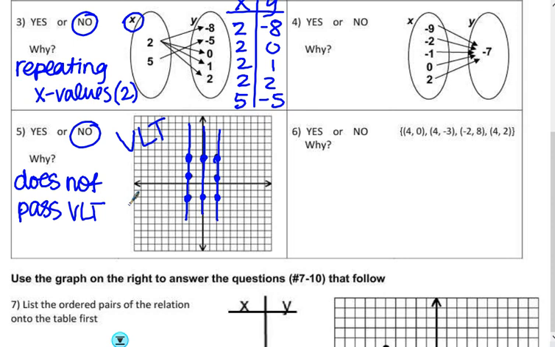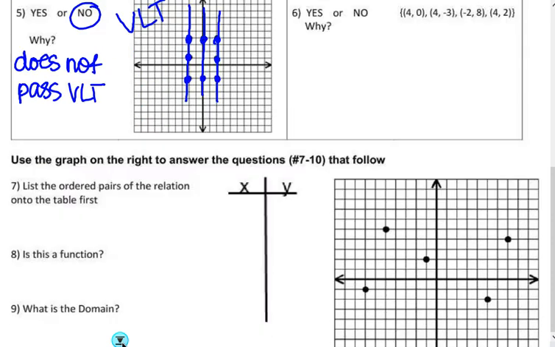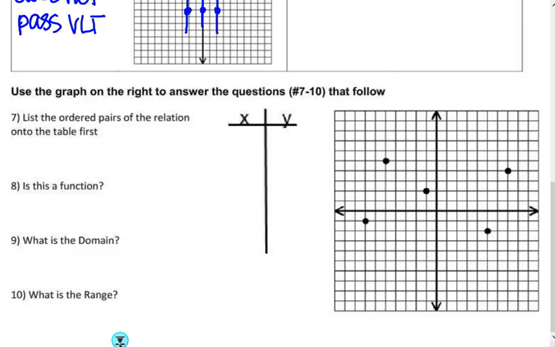Shimmying down here to our next little section, 7 through 10. It says to list the ordered pairs. I'm only going to cover a couple of these. I want to help y'all in plotting these points over here. So first, number 7 says list the ordered pairs on the table. Remember how we list these ordered pairs. This is our x-axis, and this is our y-axis.